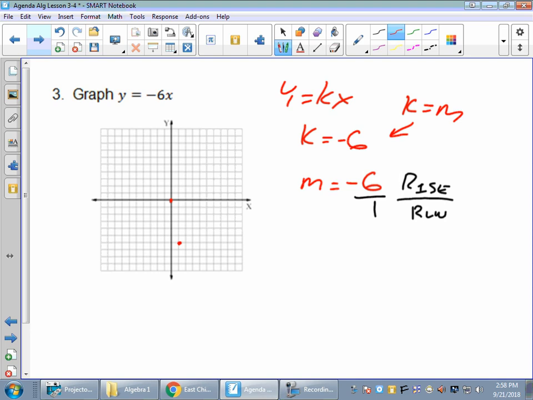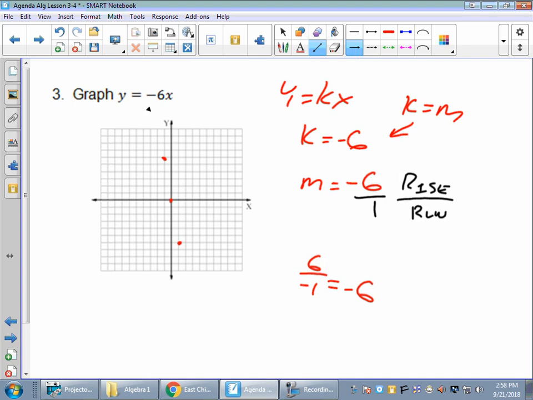Okay, and I'm going to run out of room here, so I can also go the opposite direction, and I can go up 6 and backwards 1, because if I go 6 over negative 1, it's still equal to a negative 6 slope. So I can go up 6 and left 1, 2, 3, 4, 5, 6, and to the left 1, and now I've got a graph that goes kind of both directions. Let's put a line through that.